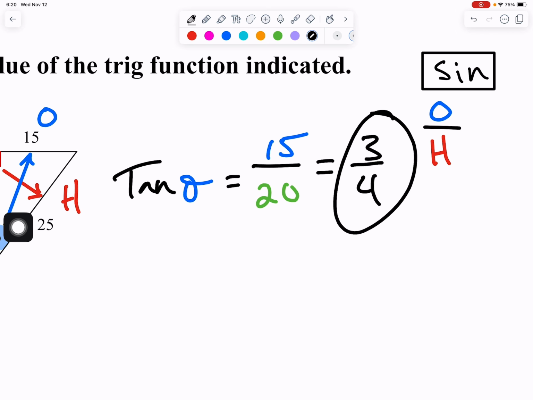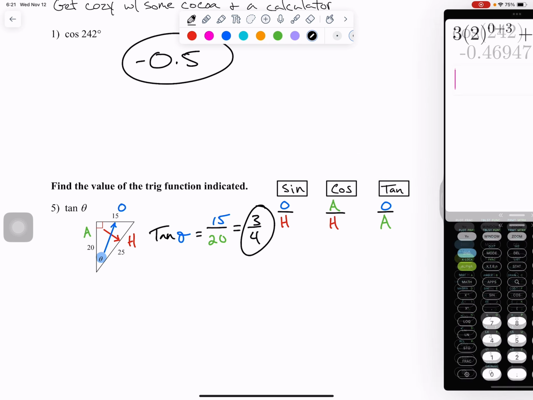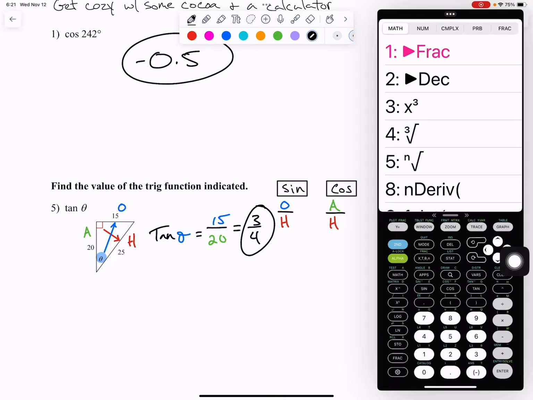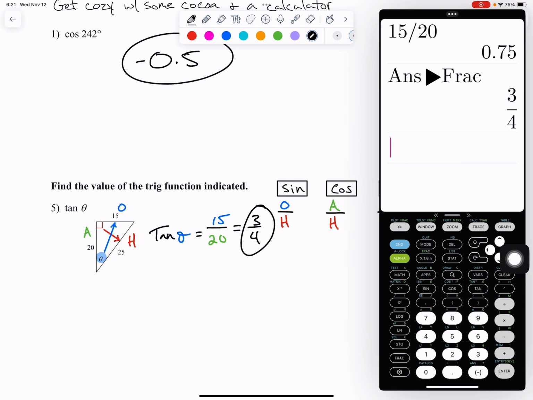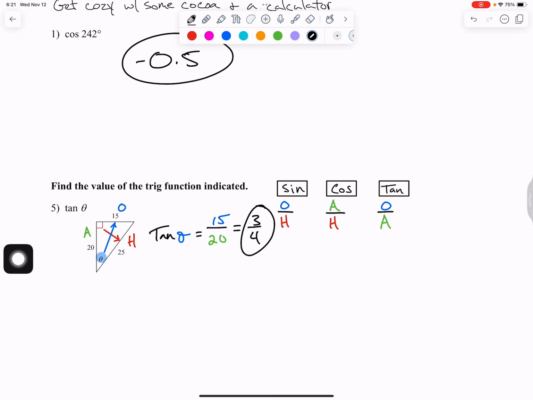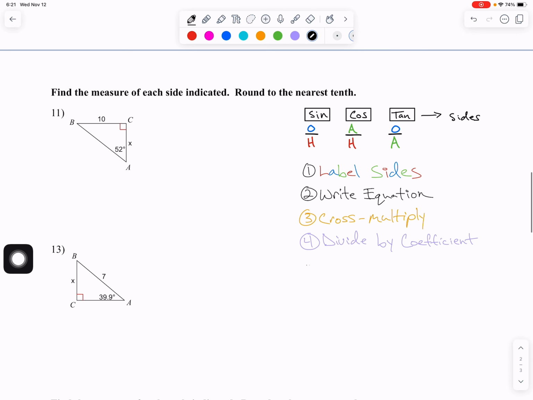If you have any issues with that, go ahead and put it into your calculators. 15 divided by 20. Hit enter. Oh no, decimal. But if you hit math right here and enter twice, we get a reduced fraction of 3 over 4. If it does not reduce, the fraction is just simply not reducible.